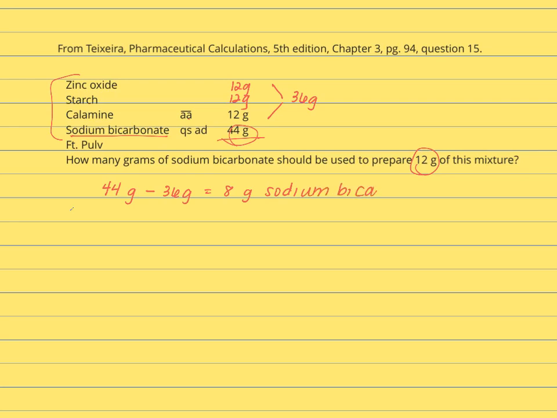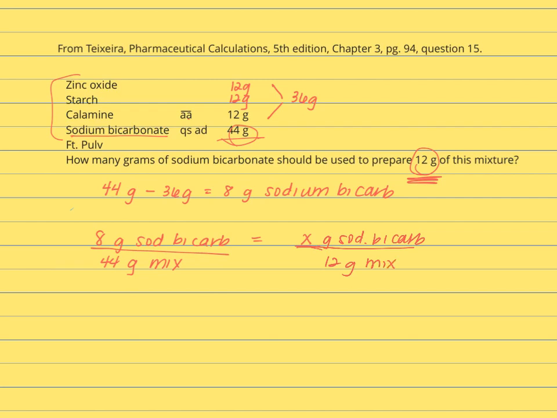Then we just basically want to know how many grams of sodium bicarb would then be needed for a 12-gram mixture of that, and we can simply set up a ratio. So if we know that there are 8 grams of sodium bicarb in our initial mixture that had 44 grams of powder, we can just set up a ratio. So we're looking for this X grams of sodium bicarb, and we want to know how many are in a 12-gram mixture of that powder.